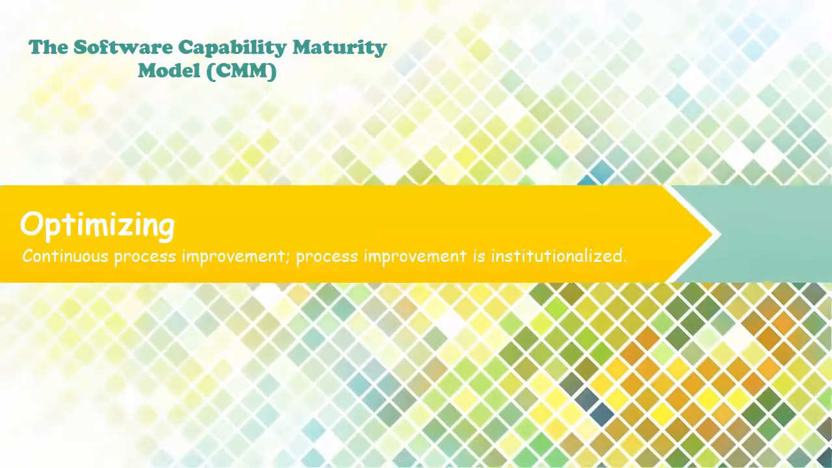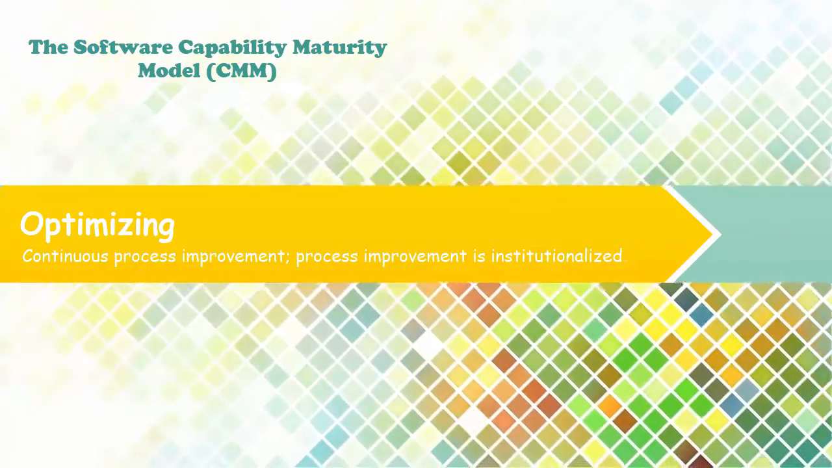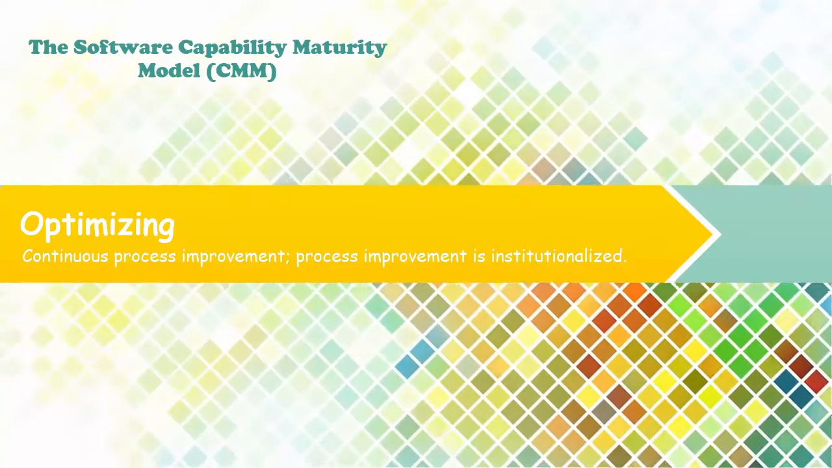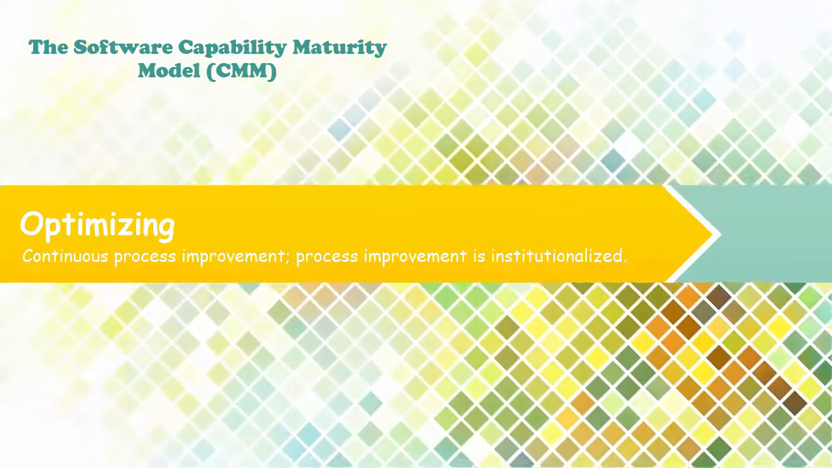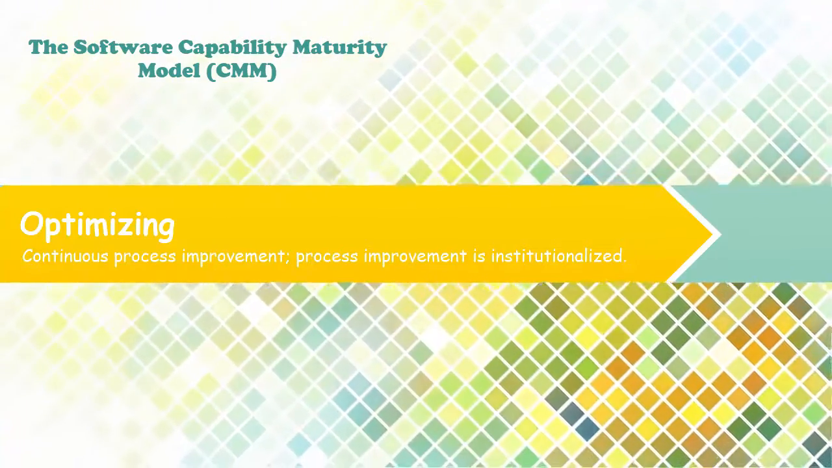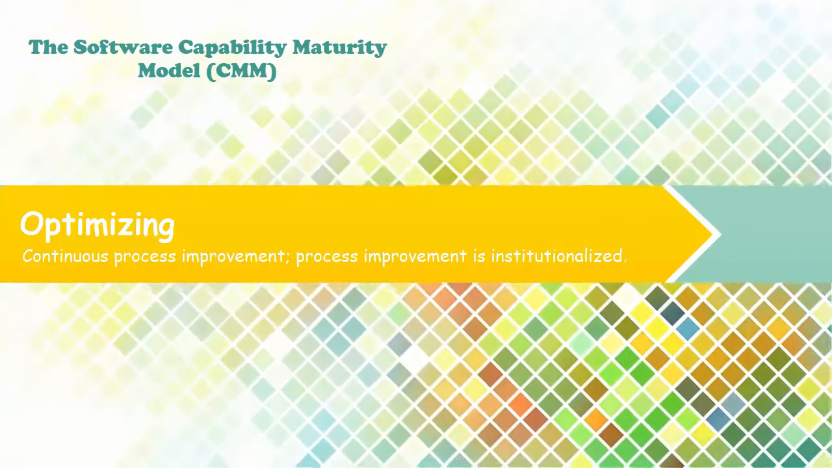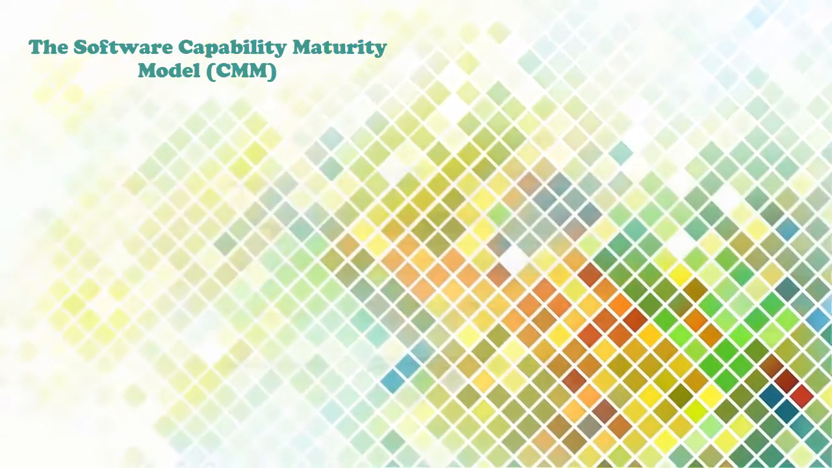And the last level, optimizing, which deals with detecting and removing the causes of defects early and identifying and deploying new tools and process improvements to meet needs and business objectives. This is beneficial in that it fosters organizational innovation and deployment.